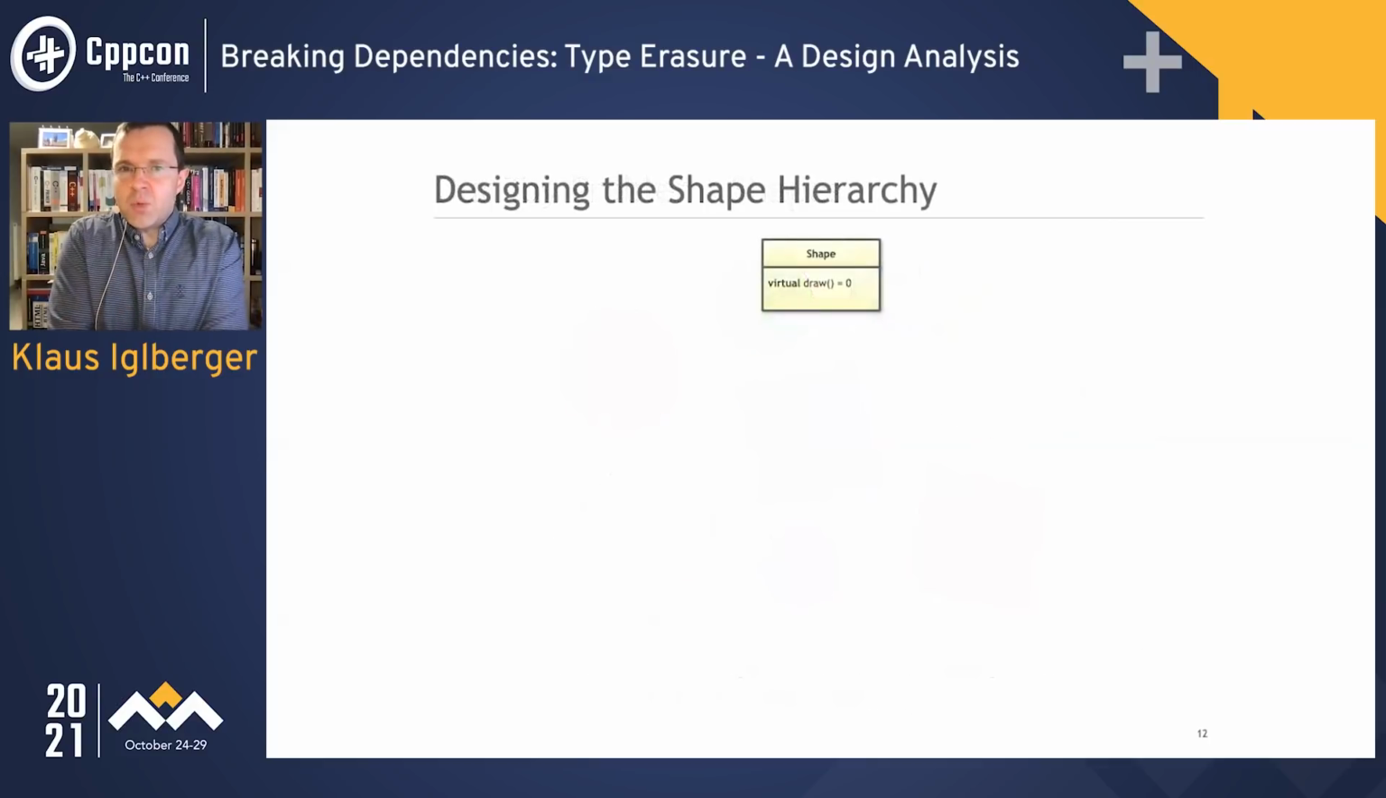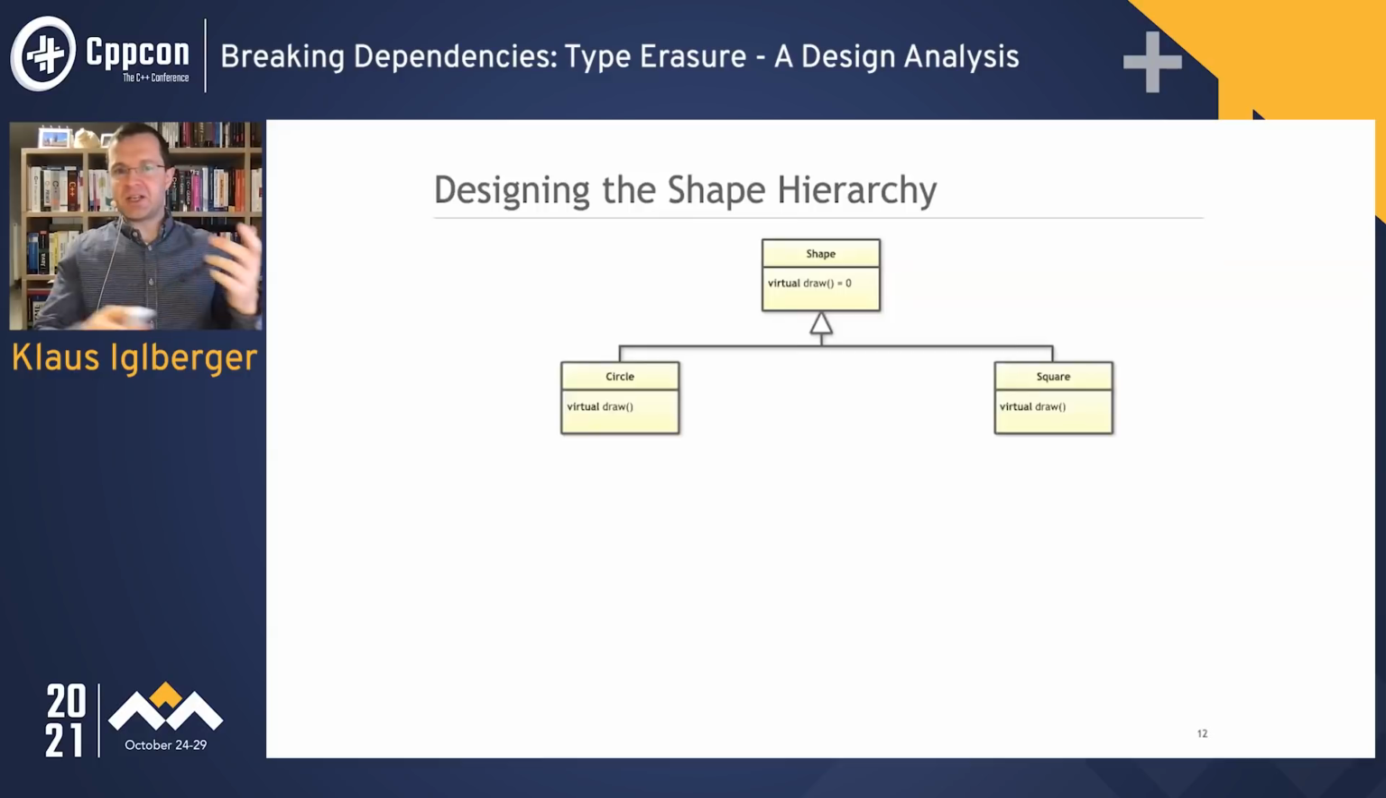So, I'm starting with a naive approach, and I'm starting with a shape base class, and we want to draw shapes. Now, of course, there are many shapes: circles, squares, and you can imagine there are also more interesting ones like ellipses, rectangles, and whatnot. All of these classes would have to implement draw, simply because in the base class it's a pure virtual function. But that very quickly might lead to problems.